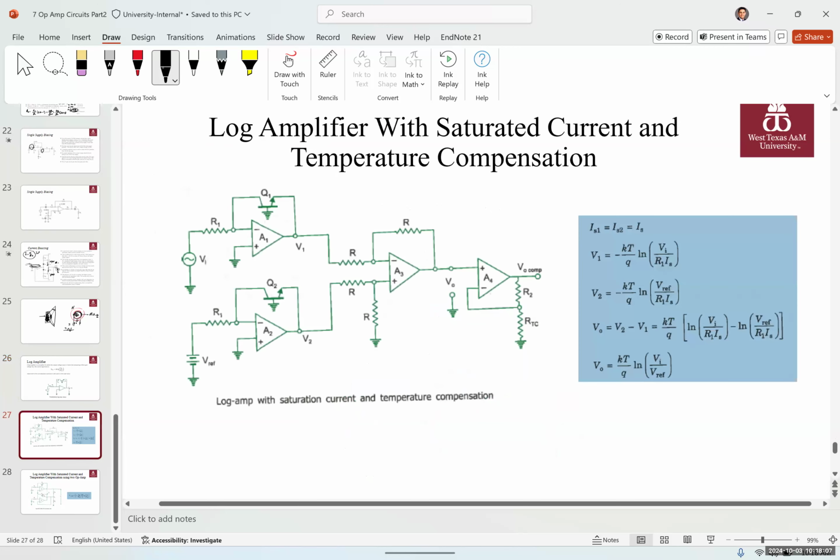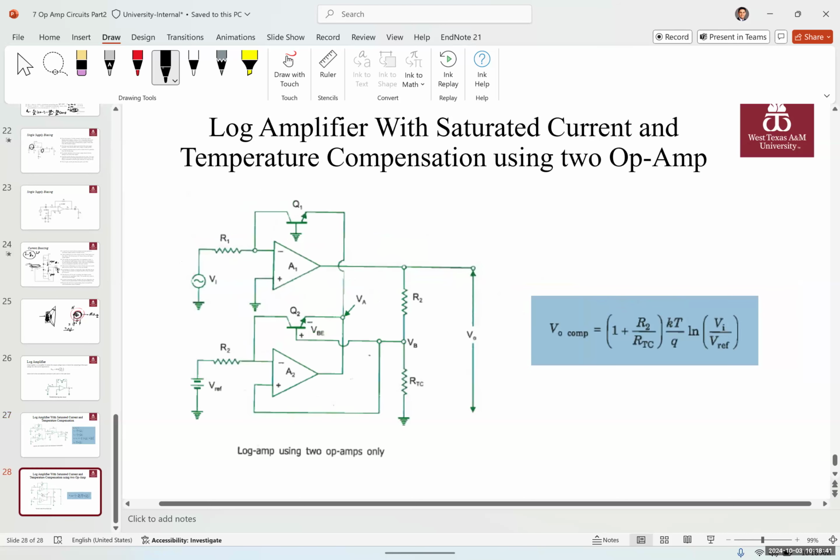We can build the log amplifier in different ways. This is another log amplifier with saturated current and temperature compensation system. Again, temperature compensation could be used, for example, in an ultrasonic distance measurement system, or we can use it in an audio amplifier, different applications. I'm just going to touch base on the log amplifier. We're not going to have questions on this. This is just for you to know we have a different amplifier called a log amplifier. And we use it in digital design systems and power electronics as well.